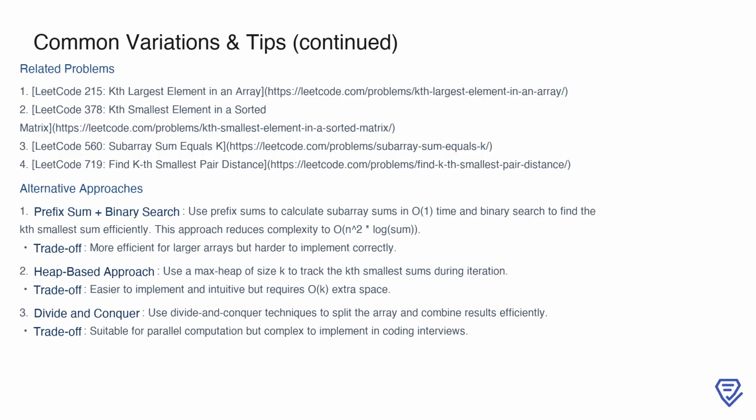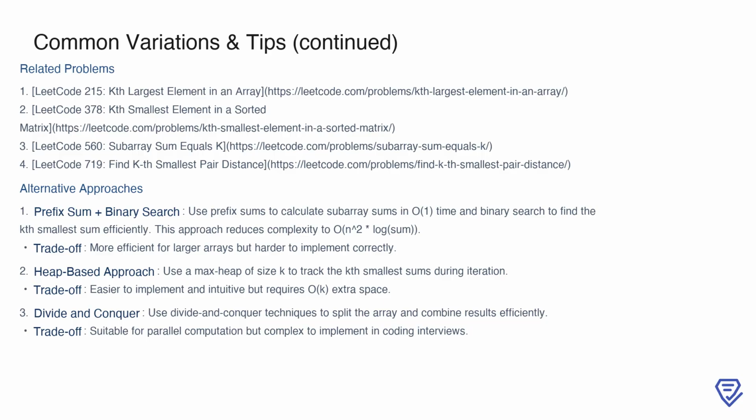When it comes to alternative approaches, one powerful method is using prefix sums combined with binary search. This technique allows you to calculate subarray sums in constant time and efficiently narrow down the kth smallest value, reducing the overall complexity to O(n log sum). However, this method can be challenging to implement correctly.